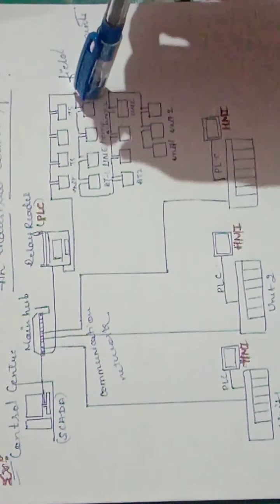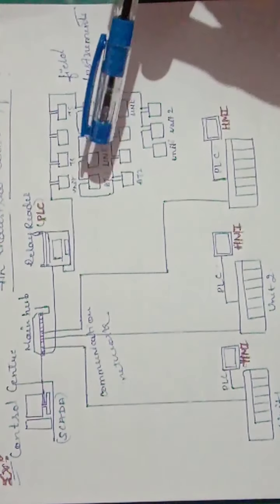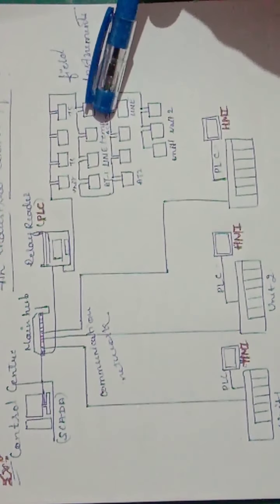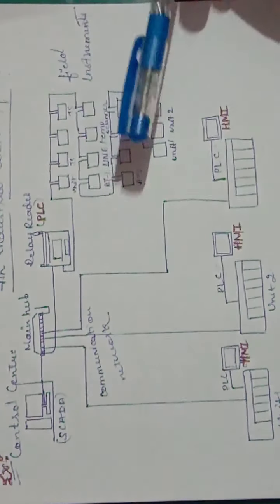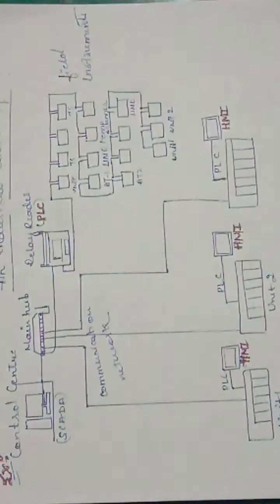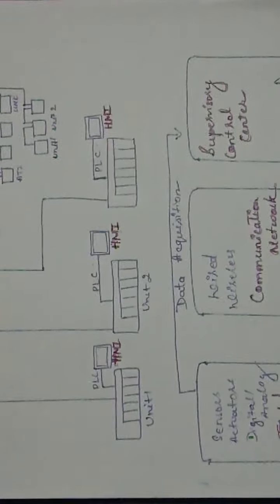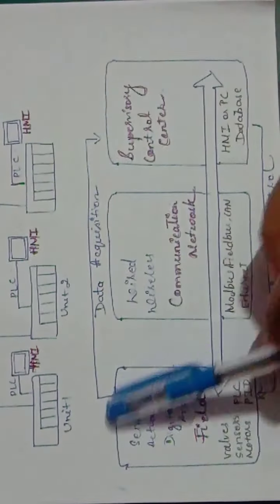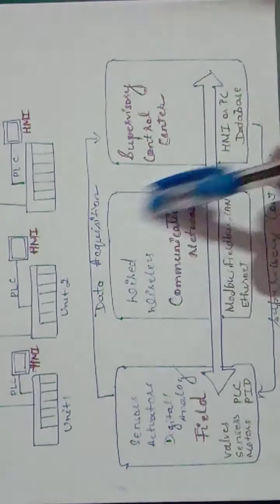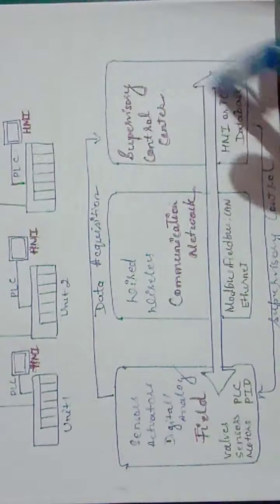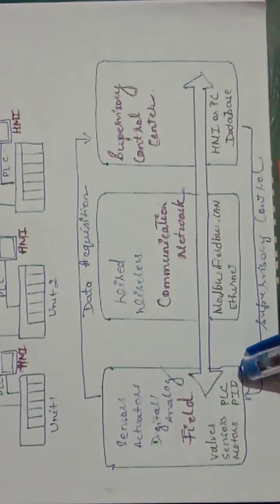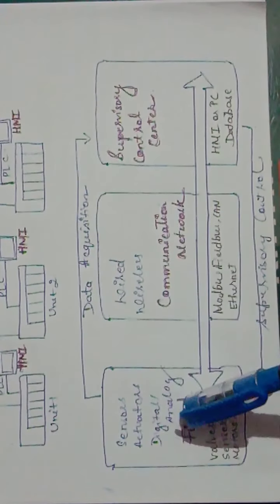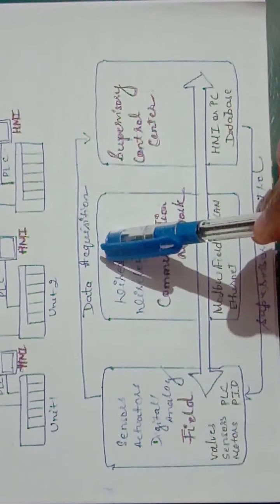What is there actually in the field? It can be any sensor, digital or analog, it can be a PLC, it can be a PID, it can be valves, sensors, motors, anything. So all the hardware you can see here. You'll have a field, a communication network, and then the supervisory control, and you must be controlling the entire thing, and it is called data acquisition. It will acquire every kind of data.